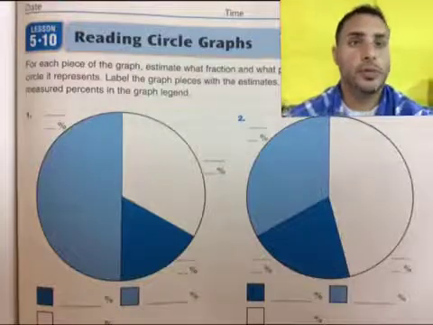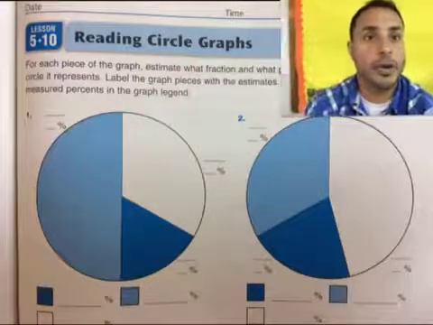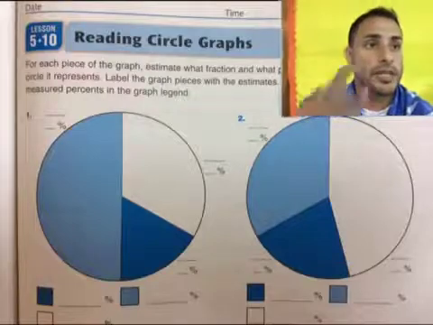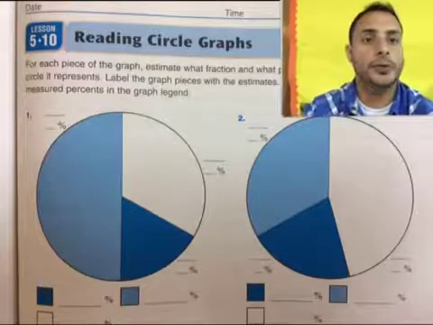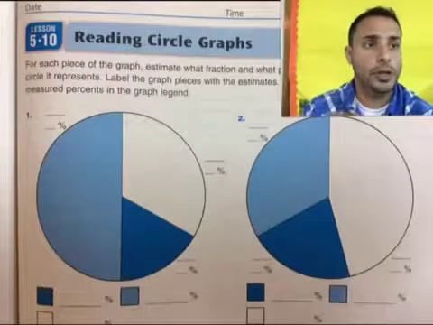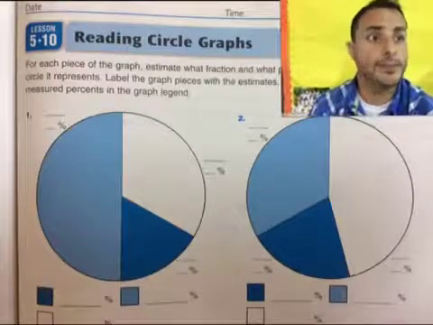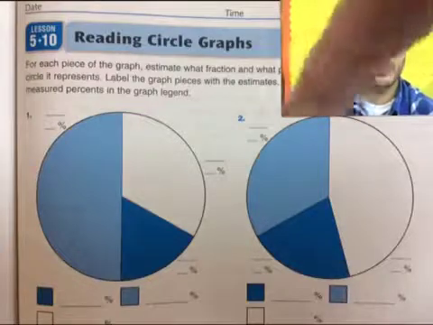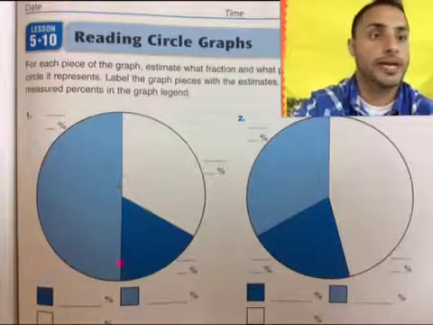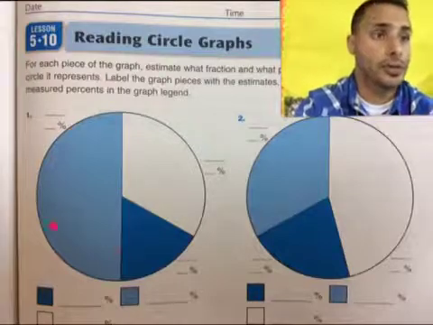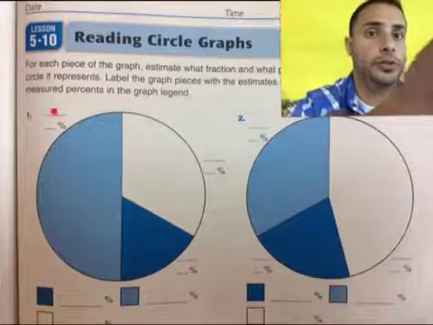Hello boys and girls, and welcome to lesson 5-10, reading circle graphs. For these circle graphs that you see here on the bottom, we have to label the fraction and the percent. For example, if we look here on the first one, we see this circle is cut in half. So the fraction here would be 1/2, 1 over 2, you write it there.